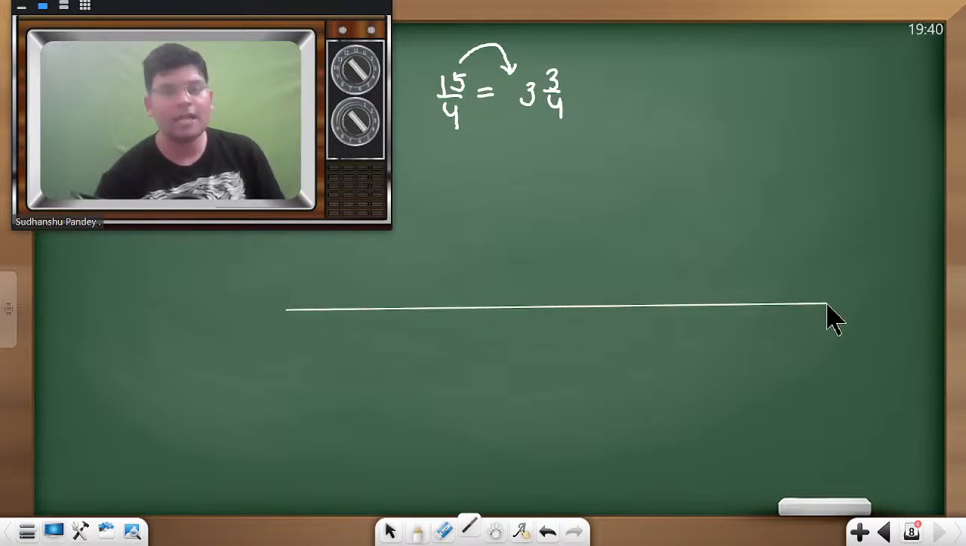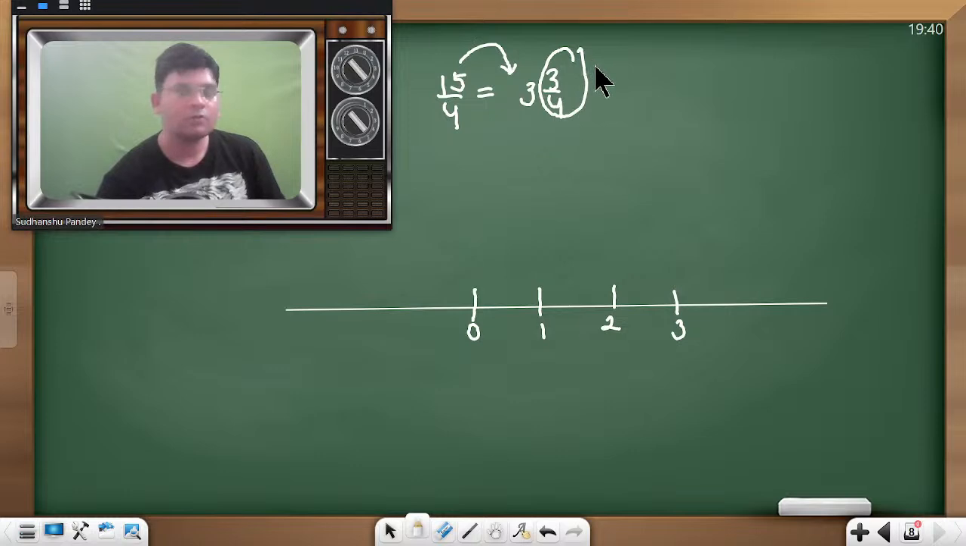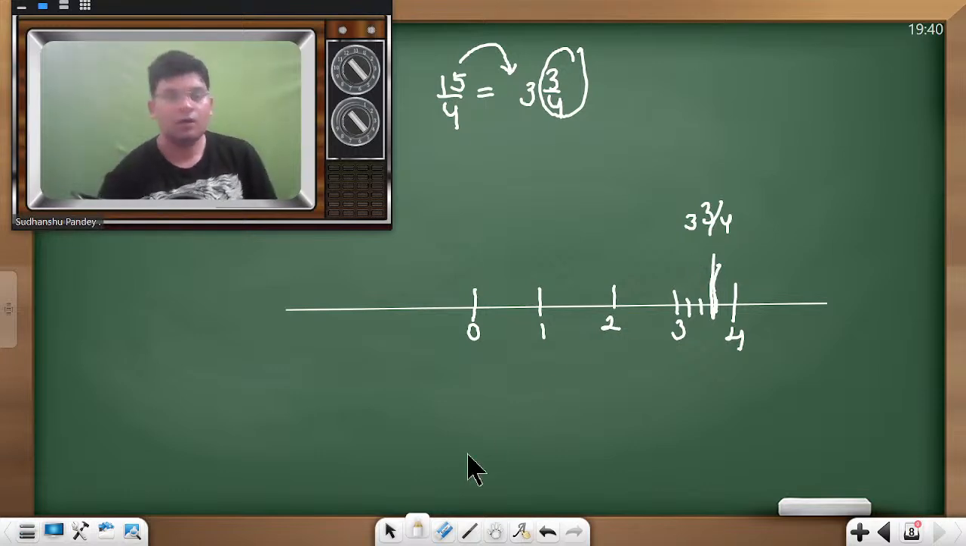We will draw a straight line. We will mark a 0, then we will mark 1, then we will mark 2, then we will mark 3. Now this is 3 by 4. So how many equal parts do we have to mark? 4. So 1, 2, 3, 4. On the fourth part we will write 4, and the third part is written as 3 by 4. Understanding? Are you getting it? Yes, sir.